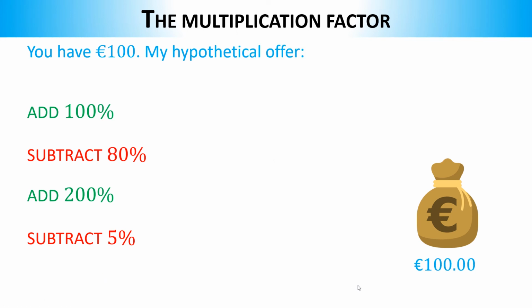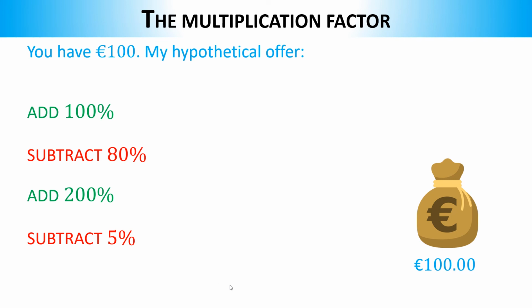Here's a second possible offer though. You have 100 euros, and suppose I offer you to increase that amount by 100%, then take away 80%, then give you 200% of what you have then, and then finally subtract 5% of that. Should you take this deal? Of course, here you should pause the video and figure it out for yourself, because by now you know that you can't always trust a math teacher.